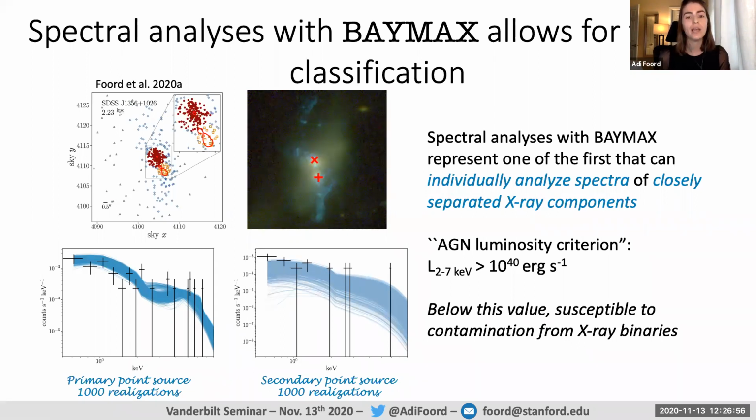keV. So what I did for this sample is I defined an AGN luminosity criterion where the 2 to 7 keV luminosity needed to be greater than 10 to the 40 ergs per second. And if either the primary and or secondary did not meet this luminosity criterion, I would not classify it as a dual AGN. The idea being that at X-ray luminosities below this value, you're susceptible to contamination from other X-ray sources that aren't AGN, such as X-ray binaries.